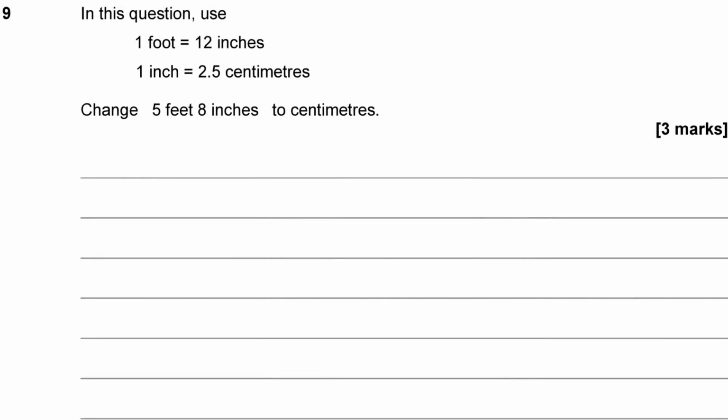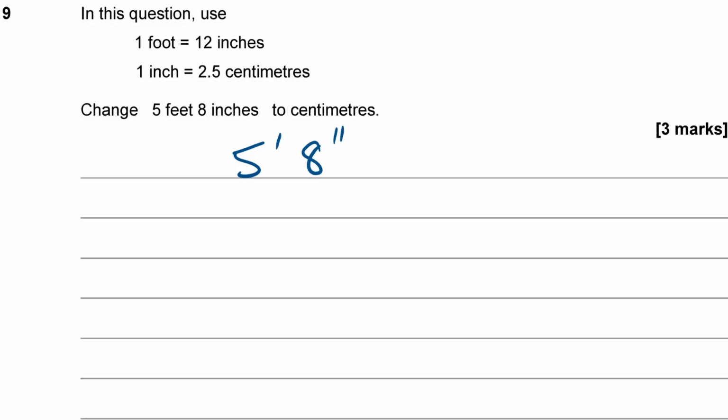Question 9. In this question, use 1 foot is 12 inches and 1 inch is 2.5 centimeters. And we need to change 5 feet 8 inches to centimeters. Okay, so I've got 5 foot 8 inches. Did you know that you could do feet and inches with those symbols? It's a bit old school, but yeah, that's what you can do. 5 foot 8 inches. And I want to convert that into centimeters.